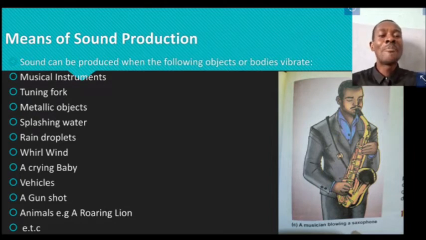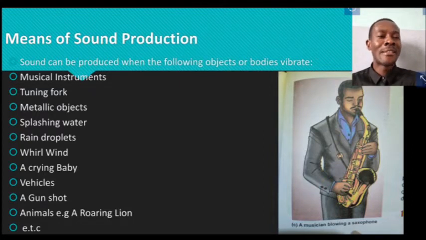The next one is metallic objects. Assuming you're holding a metal in your hands as you move along, and by mistake it falls off your hand to the floor, it's going to vibrate on contact with the floor and it's going to produce some sounds. Or you strike a metallic object with another solid object, it's going to produce sound.